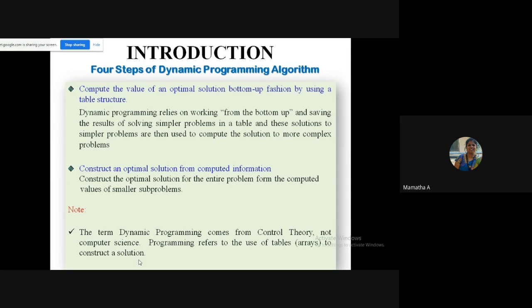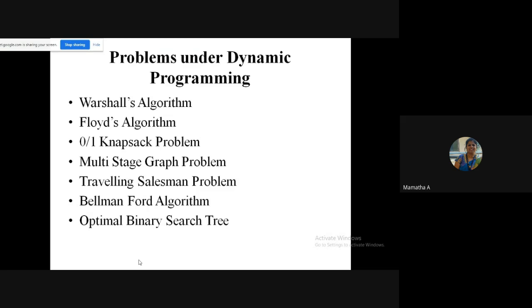4 steps. Okay. So the problems in dynamic programming which we will be seeing, we have 7 problems. One is Warshall's, Floyd's, 0-1 knapsack problem. You know what is knapsack, and you know what 0-1 means here, right? How to solve that. Then we have multi-stage graph problem. Then traveling salesman problem, Bellman-Ford algorithm, then optimal binary search tree problem. So we have 7 problems to deal with in this particular module of dynamic programming.